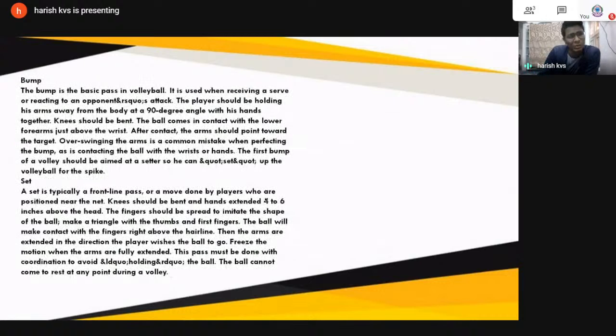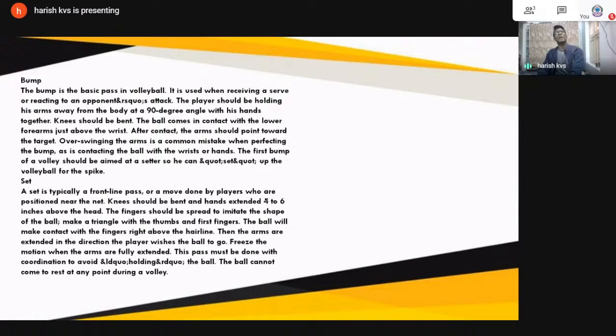One more thing is the bump. The bump is the basic pass in volleyball. It is used when receiving a serve or reacting to an opponent's attack. The player should hold his arms away from the body at a 90 degree angle with his hands together. Knees should be bent. The ball comes in contact with the lower forearm just above the wrist. After contact, the arms should point towards the target. Over-swinging of the arms is a common mistake when perfecting the bump.